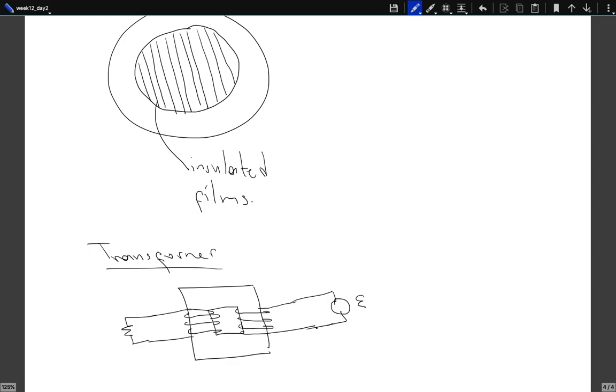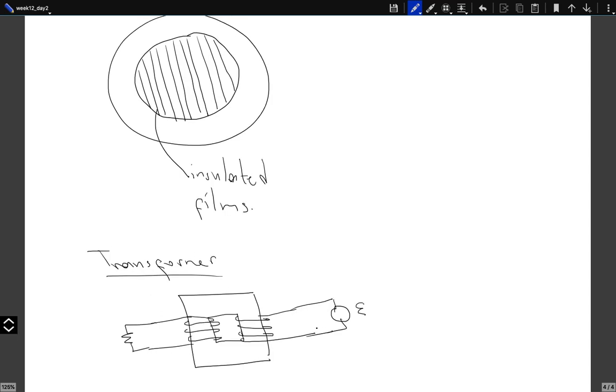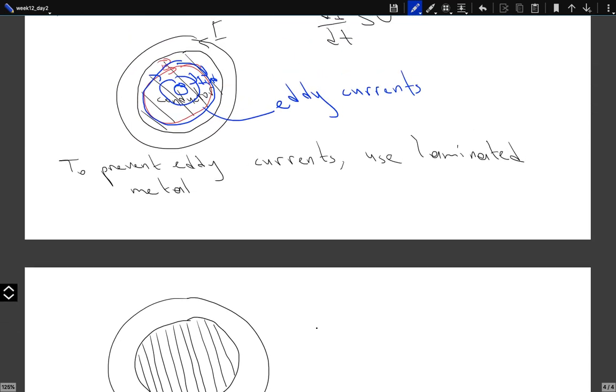And if you look at this metal over here, it's mainly iron most of the time. It's made up of thin sheets. It's not a single block. It's many sheets, one stacked on top of the other one. And in between those sheets, you have insulators so that you prevent the eddy currents. The currents cannot just go around. They are blocked.